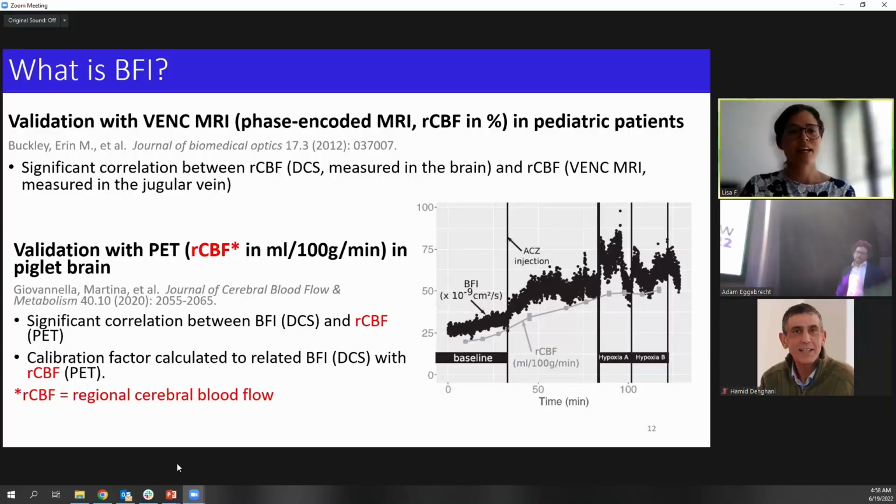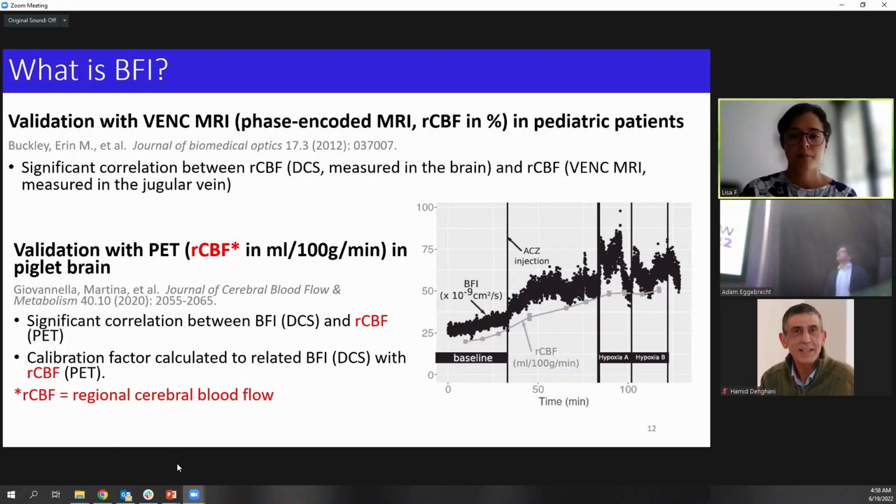So what is BFI compared to some more, let's say, standard techniques? DCS has been validated with techniques such as MRI and PET. So it's been seen that there's a significant correlation between the relative cerebral blood flow measured in MRI and DCS. It's also been validated with PET, comparing the regional cerebral blood flow and the absolute BFI measured in DCS, where it was found that there was a significant correlation between the two techniques.